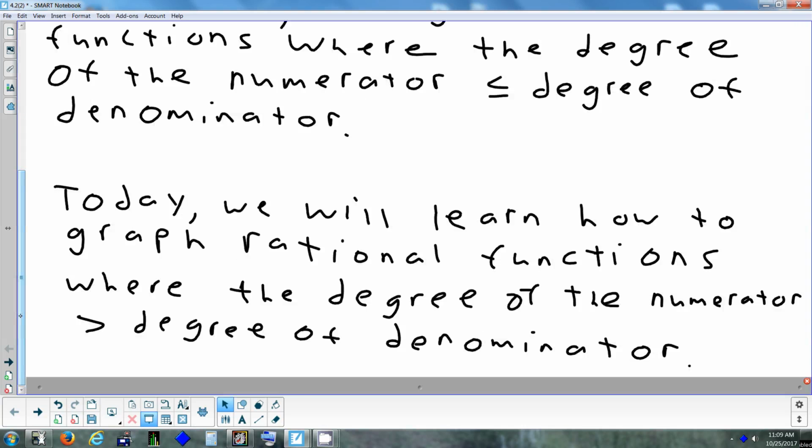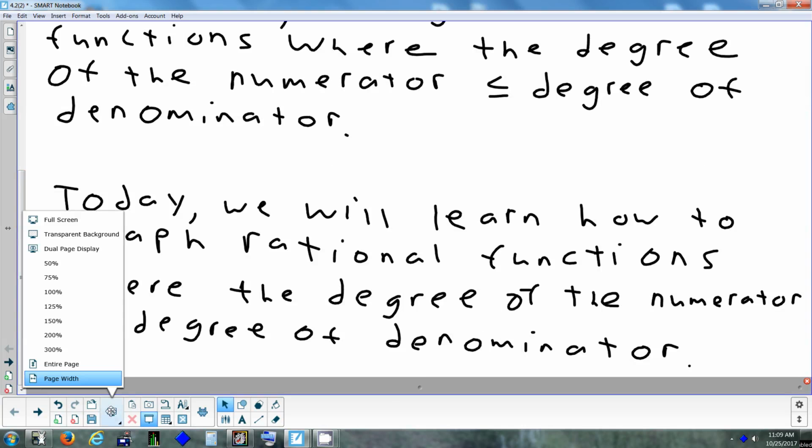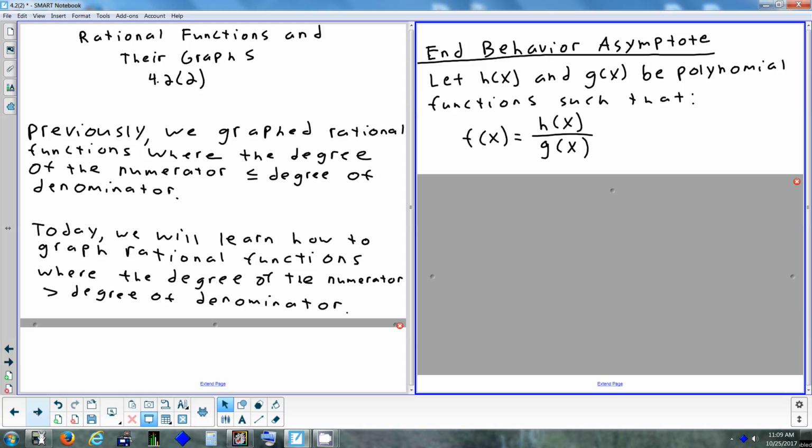All right, any questions about the difference between what we did yesterday and what we're looking at today? The degree in the numerator is going to be bigger, that's all. And when the degree in the numerator is bigger, there's something new that we can find. It's called the end behavior asymptote.